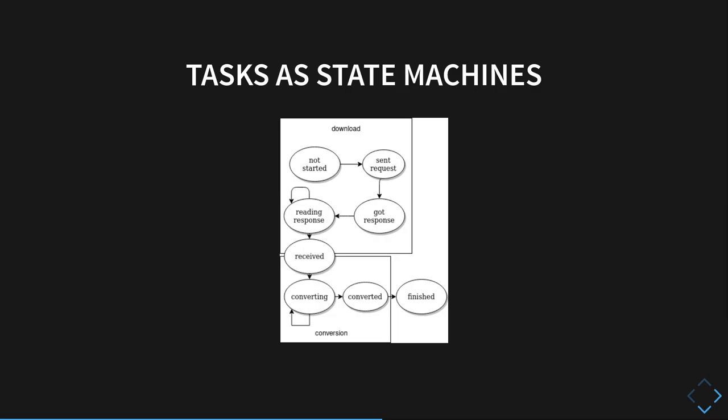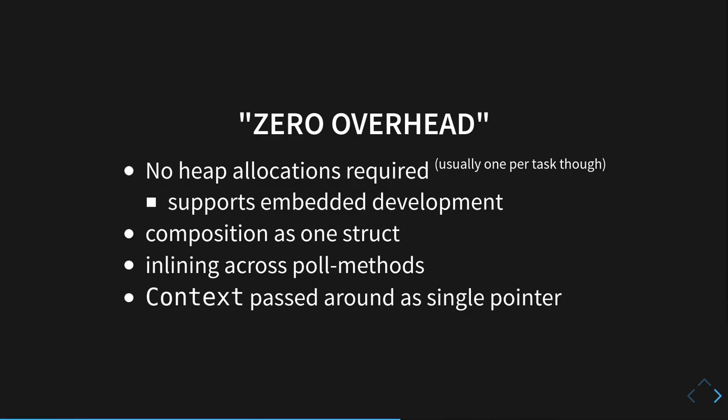So what does this get us? This makes it possible to have so-called zero overhead futures. We don't need any heap allocations, although we usually have one per task, because if we want to spawn an arbitrary number of tasks, we need to heap allocate them. But it can be done without any heap allocations at all, which makes it usable for embedded development.